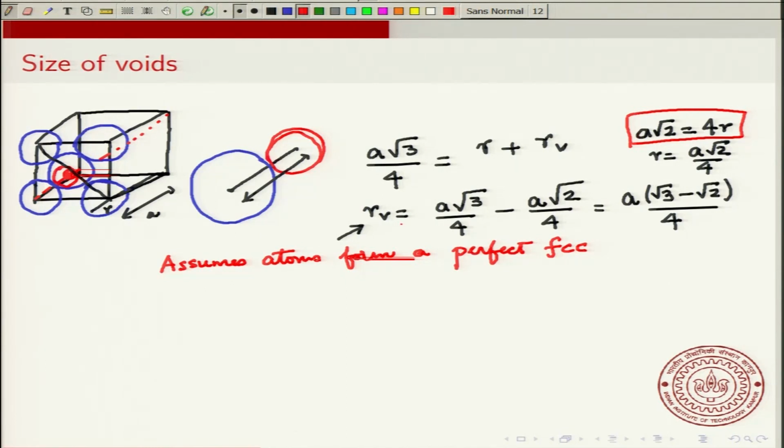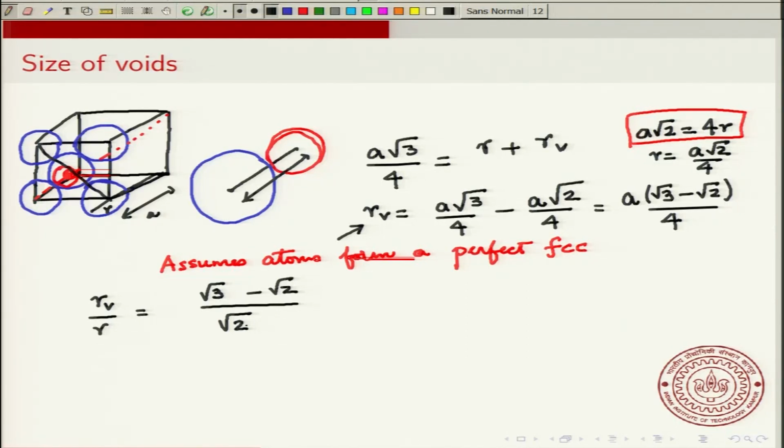Now, interestingly, you can ask what is the ratio of the radius of the void to the radius of the atom. So this is (root 3 minus root 2) divided by root 2.